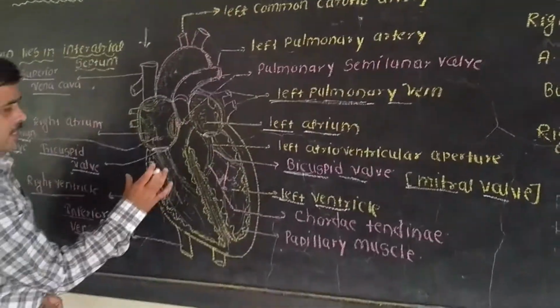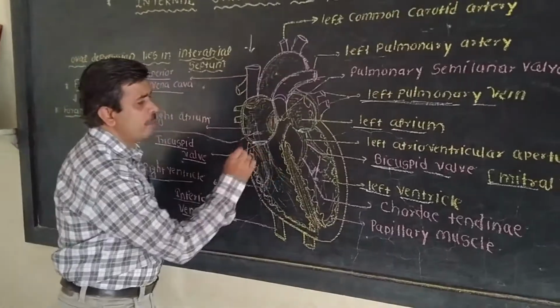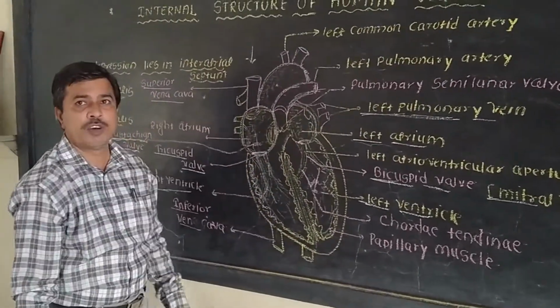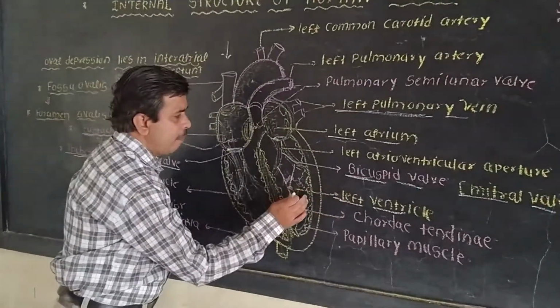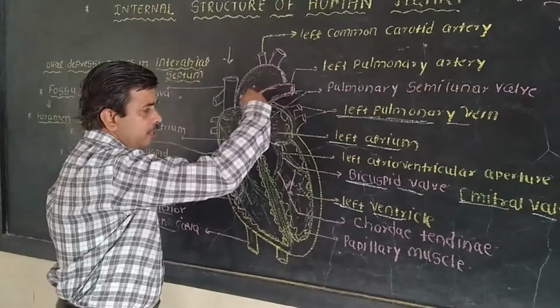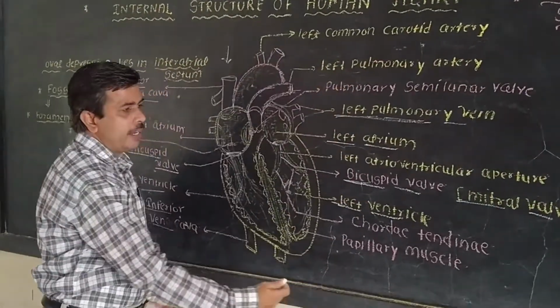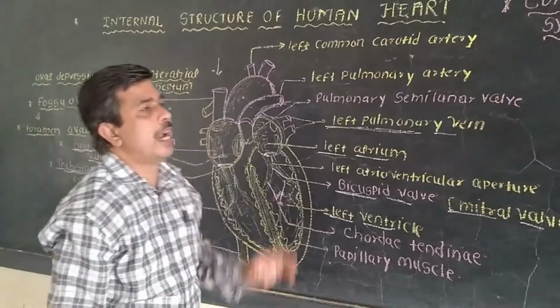Means that the right ventricle supplies the impure blood to the lungs for purification, and the left ventricle supplies, or distributes, the blood to the whole body. So that is the internal structure of the human heart.